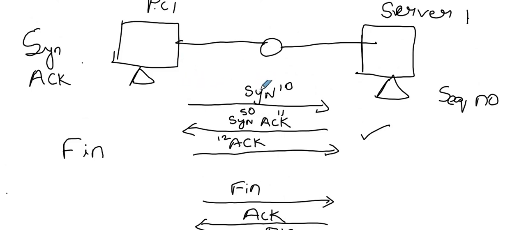PC1 sends server 1 a segment with a sequence number of 20. Okay, so server 1 sends the acknowledgement flag to PC1. Then PC1 sends sequence number 21 to server 1. For some reason, it doesn't reach server 1.